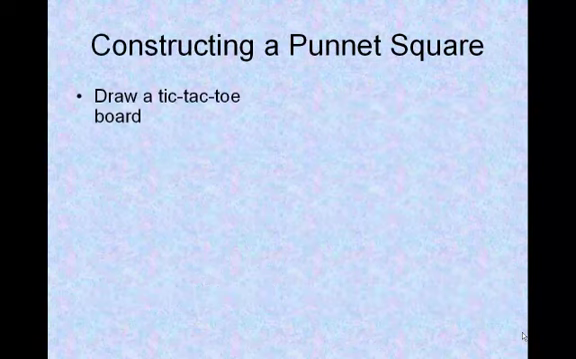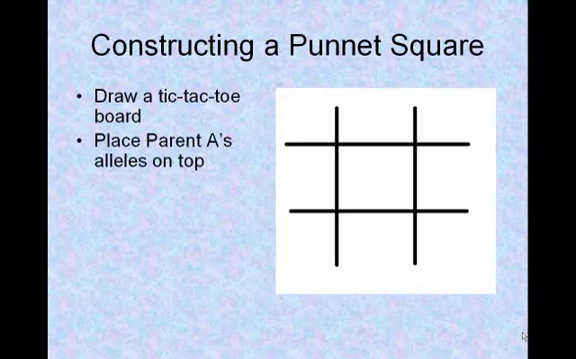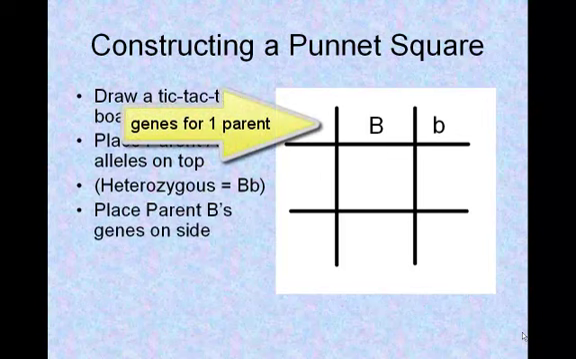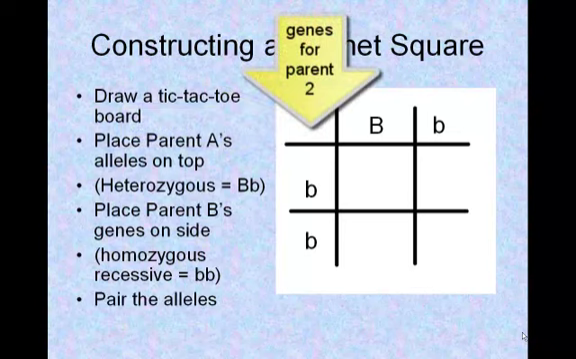In order to make a Punnett square, you want to draw a tic-tac-toe board, unless one's already drawn for you. And in the top row, you're going to put the first parent's genes. So this parent is big B, little b. You put them up top. Put the second parent's genes on the side. This one's homozygous recessive, little b, little b, so you put them there. And then you just pair the alleles up.